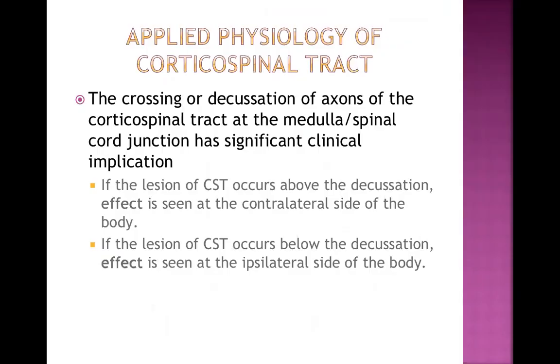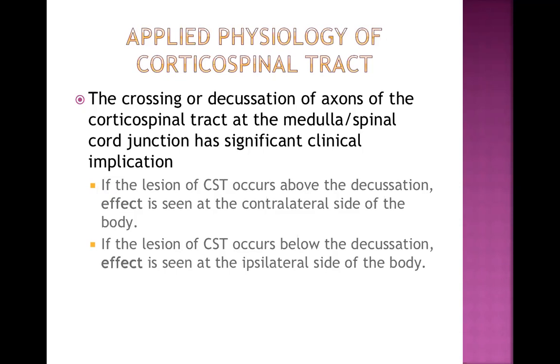Now let's talk about what happens when the corticospinal tract is damaged. What will happen to the person? One very important point you need to remember here is where the decussation point, or crossing over, of the corticospinal fibers is. That is at the medulla. 90% of the fibers cross at the medulla. So this is a very significant point if you want to know what happened to the person.